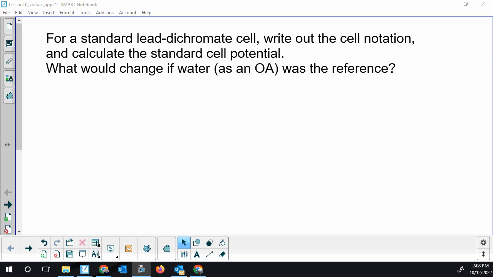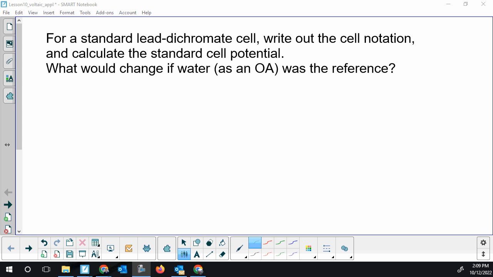So I've got a couple examples to work through before we lead into non-standard cells. Both of these examples are standard. So we have a standard lead dichromate cell. It's going to be a repeat or an example of seeing cell notation. I'll calculate the cell potential.